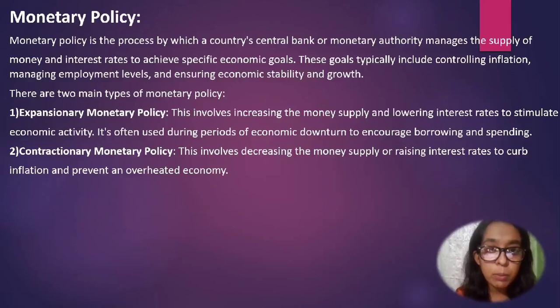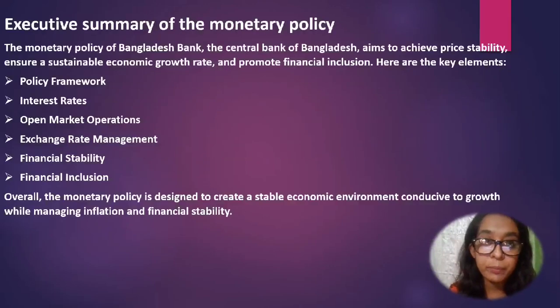There are two main types of monetary policy. Expansionary monetary policy. This involves increasing the money supply and lowering interest rates to stimulate economic activity. It's often used during periods of economic downturn to encourage borrowing and spending. Contractionary monetary policy. This involves decreasing the money supply or raising interest rates to curb inflation and prevent an overheated economy.